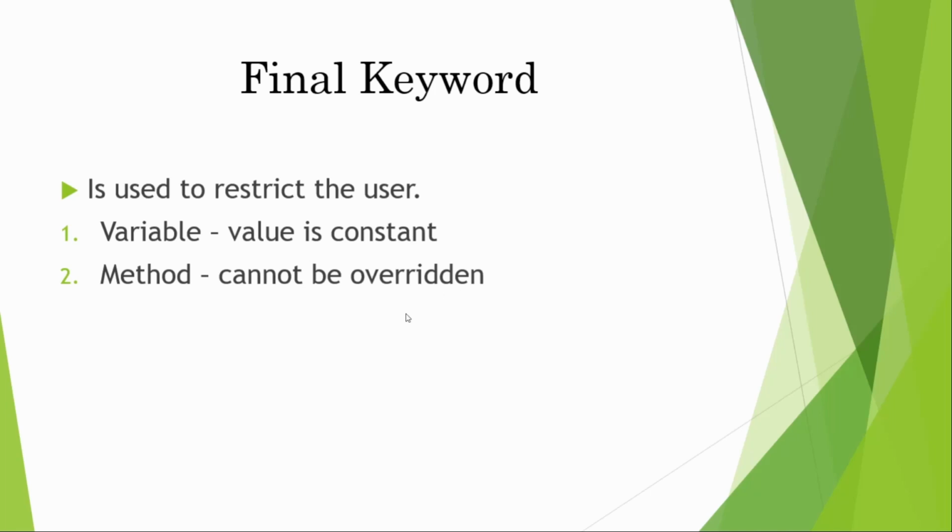You can use it in the child class because you are inheriting a class, so you are inheriting its method, but you cannot change the definition of it. Then coming to class, you cannot extend the class. So if you want to protect any class from being inherited, you use the keyword final. So let's go ahead to the IDE and see all this as a live demo.